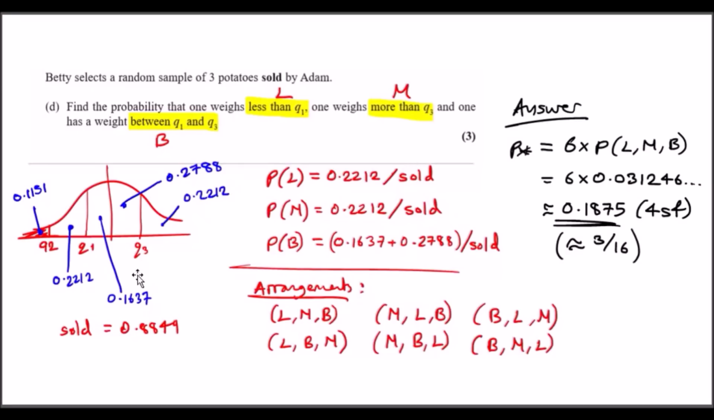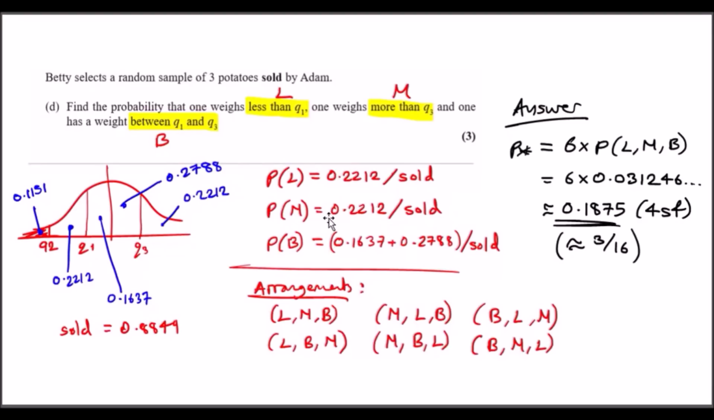One important thing to note is that because we're working in terms of sold, we should rescale the normal curve, yeah? So I gave each one a name. I said less than Q1 is L, more than Q3 is M, and between Q1 and Q3 is B. For the probability of L, less than Q1, that's literally between Q1 and 92, and because we're only working on sold, I got 0.2212. Because the whole thing is out of 0.8849, I divided it by 0.8849. This gives roughly a quarter, which makes sense, it's the lower quarter.